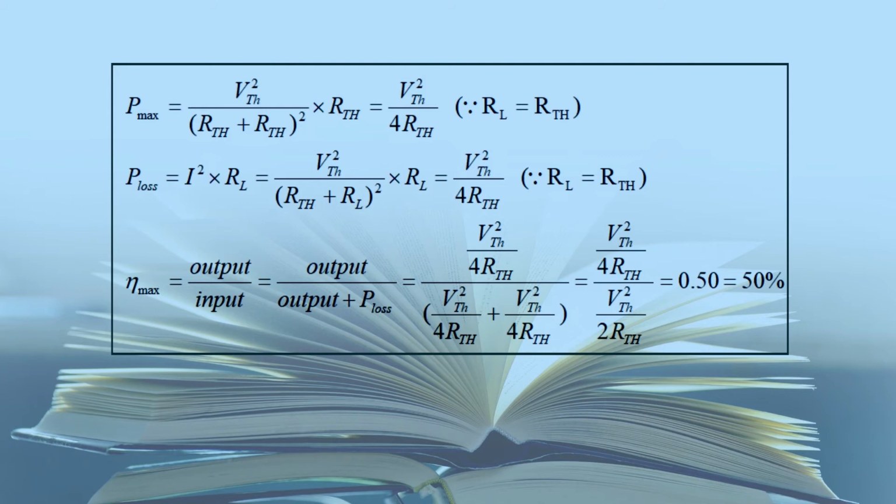Now because we are interested in the efficiency of the maximum power transfer theorem, efficiency can be explained as the ratio of output upon input. And what is the value of this output? The value of this output is VTH square upon 4RL. And what is the input? Input is VTH square upon 4RL plus losses. And losses are what? VTH square upon 4RL. So after solving this expression, it comes to 50%. So the efficiency of the maximum power transfer theorem always comes to 50%.